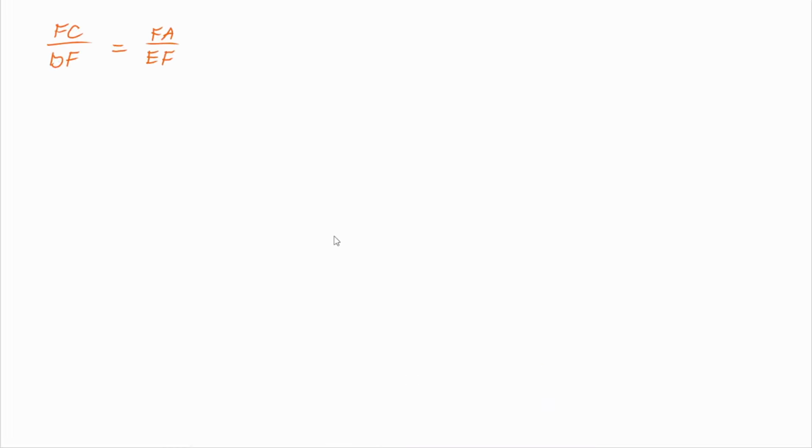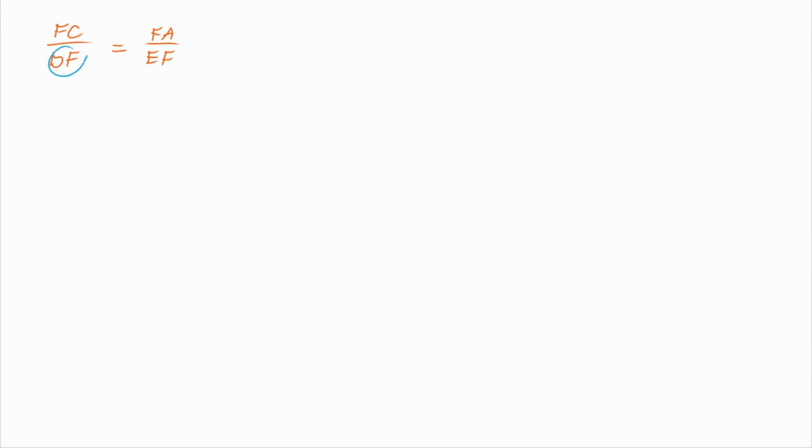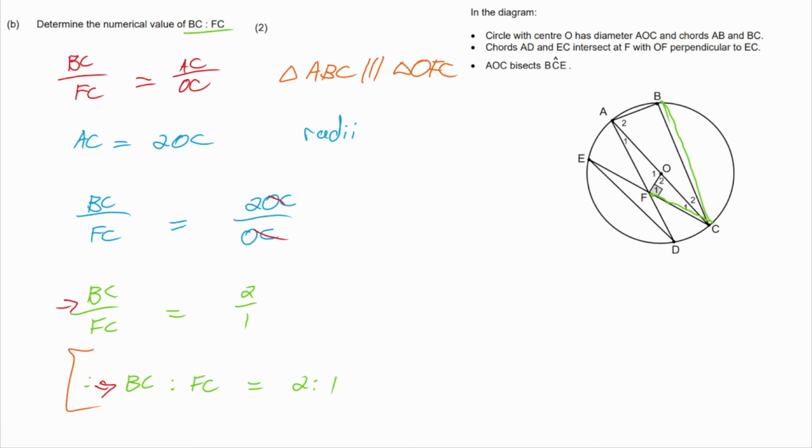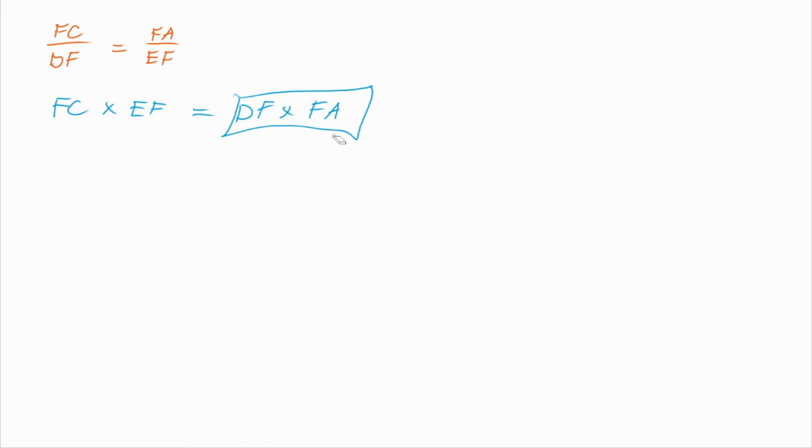So we have this. What I'm going to do is cross multiply, because what I'm looking for again is this. I want DF times FA. And what I'll notice is if I cross multiply, I will get that. On the left, we have FC times EF is equal to DF times FA. Have a look here. Do you see how we have DF times FA over here as well? Perfect.